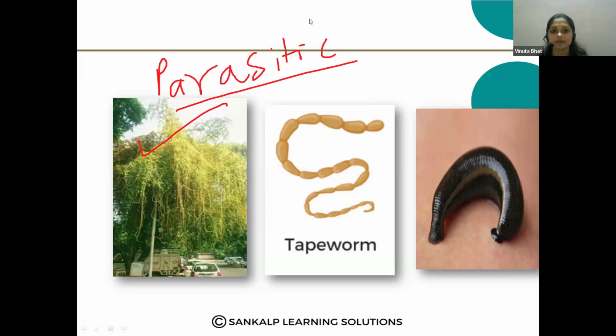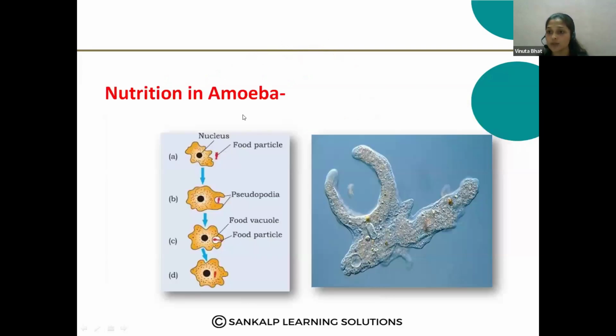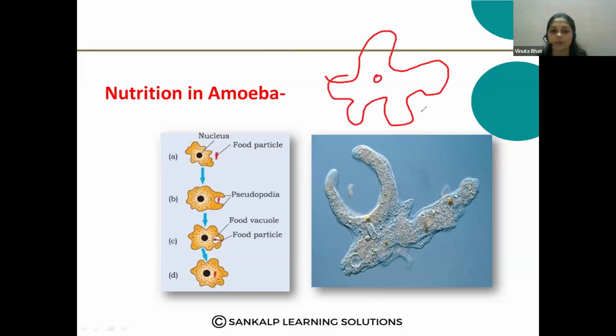Okay, then one more type of nutrition is the holozoic type of nutrition, which we can observe in the amoeba and in human beings also. In amoeba, you know that it has an irregular shape. There is no definite body shape for the amoeba. So how does it obtain the food? It is a single cell organism. Amoeba uses its pseudopodia to get its food. Pseudopodia are extensions, also called false feet.